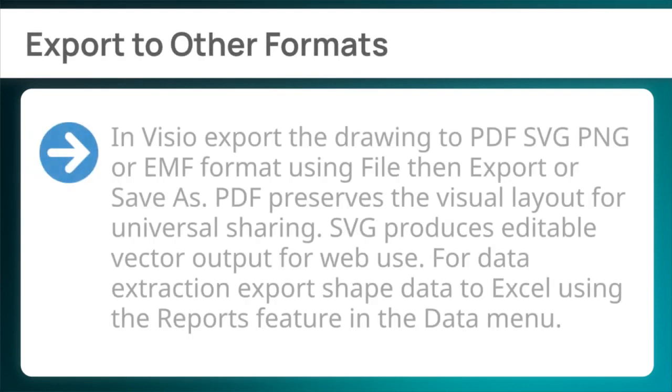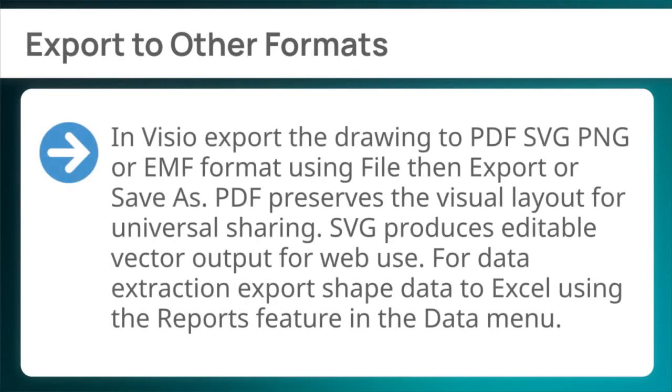Finally, export to other formats. In Visio, export the drawing to PDF, SVG, PNG, or EMF format using File, then Export or Save As. PDF preserves the visual layout for universal sharing. SVG produces editable vector output for web use. For data extraction, export shape data to Excel using the Reports feature in the Data menu.